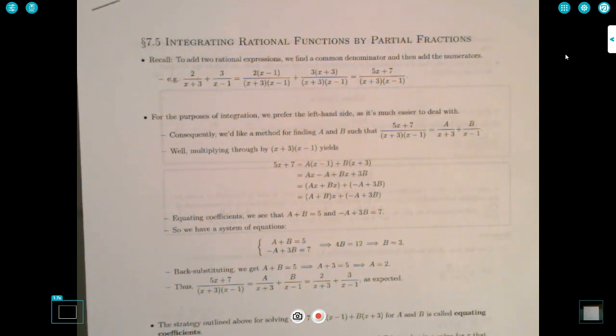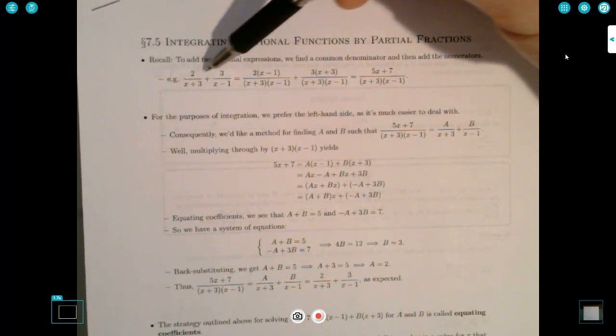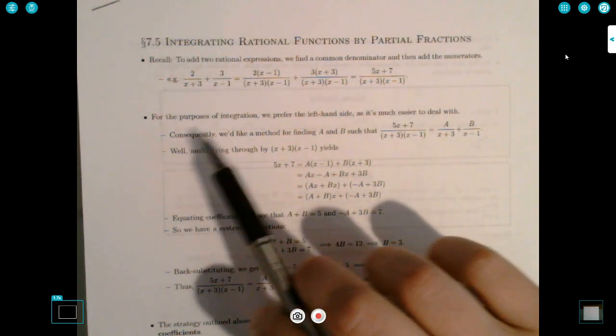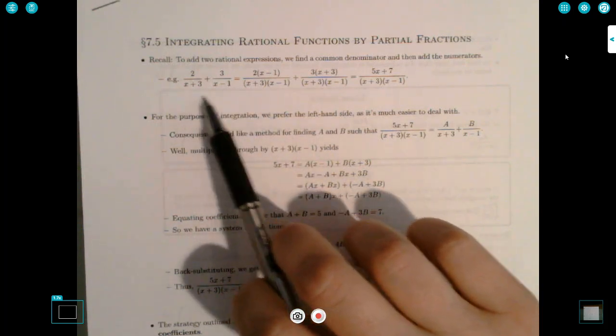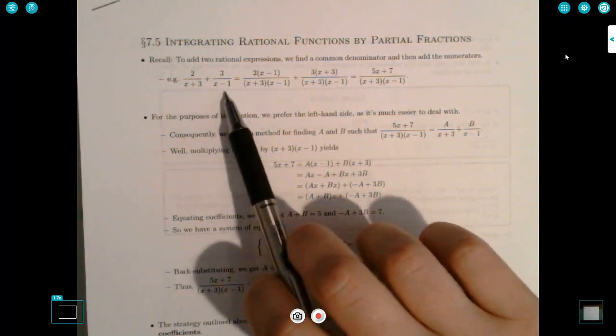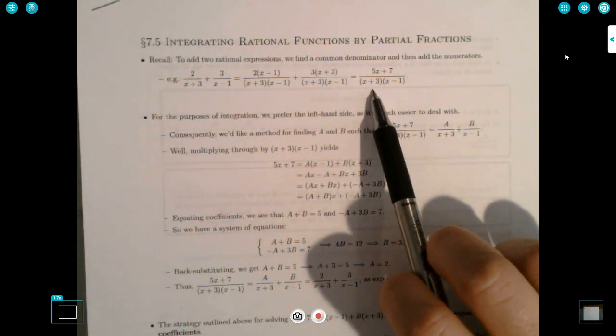class. Anyway, the idea is that, of course, we can always add two rational expressions, find common denominators, right? Add the numerators. But for the purposes of integration, we actually prefer the left-hand side. Okay, it's nicer to work with. In fact, these are just like natural log type of situations, right? Whereas the right-hand side is a little bit more difficult.